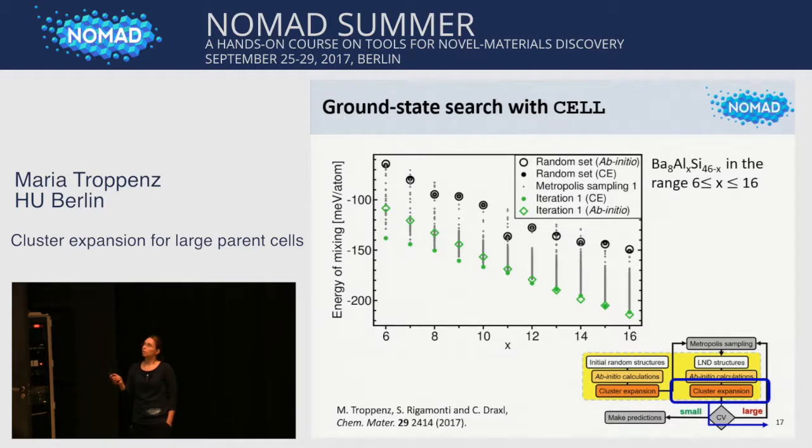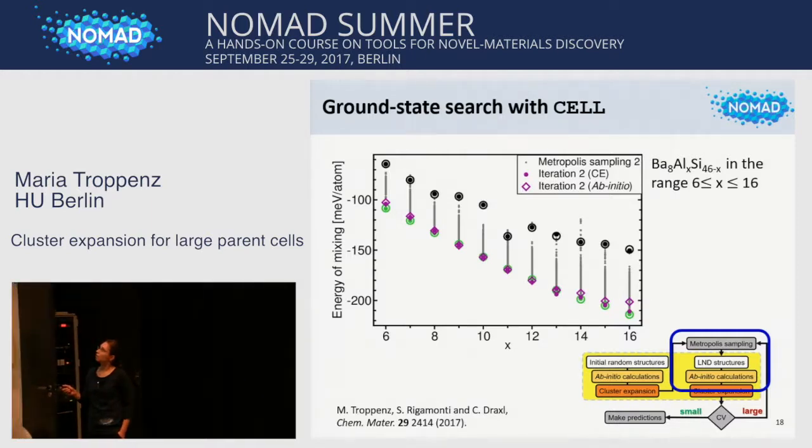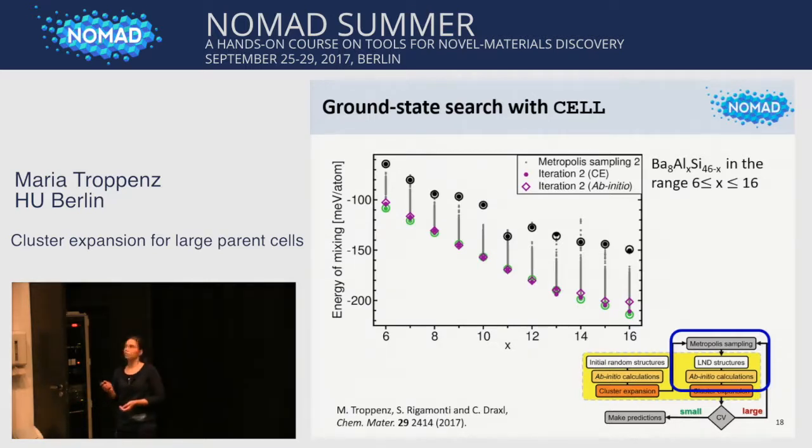So from this ab initio data, we construct a new cluster expansion model. We perform a new Metropolis sampling. We search for new lowest non-degenerate structures and calculate the ab initio energies. These are shown here in purple. In some cases, a new stable structure is found. For instance, at 12, we found a new one. In other cases, it doesn't find a new stable structure. This is found already in the first iteration. So it predicts a configuration which is slightly above the ground state configuration.